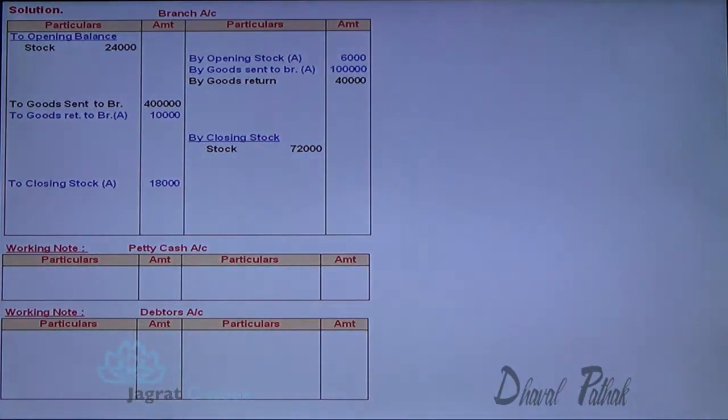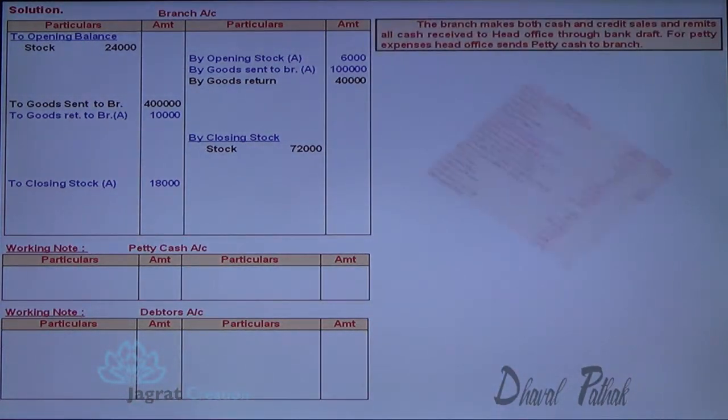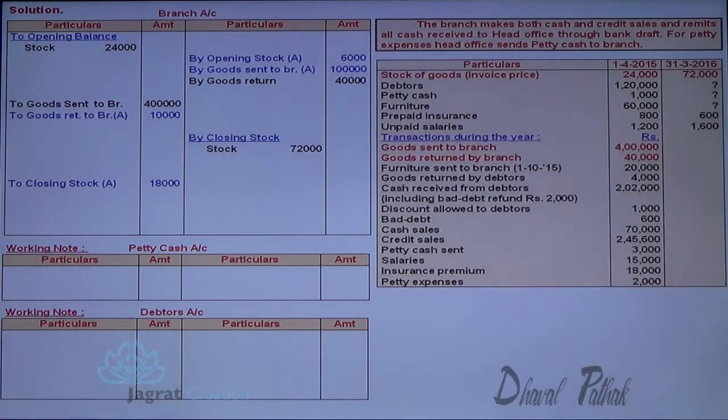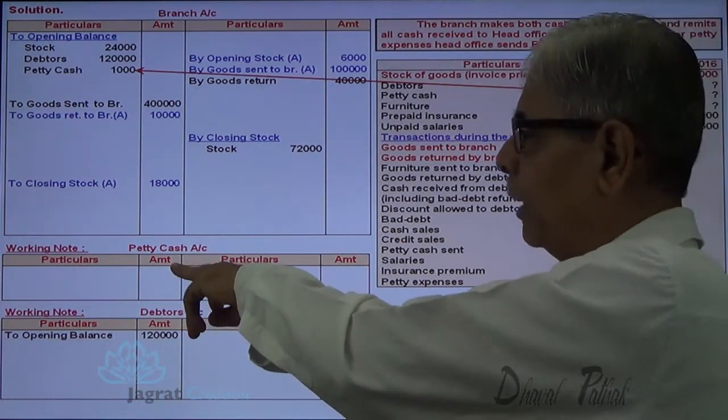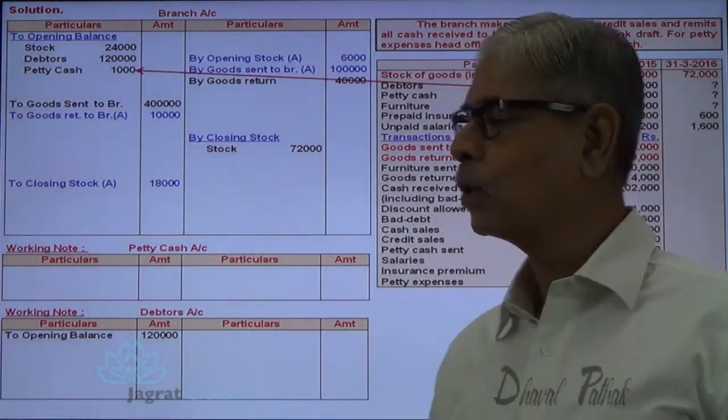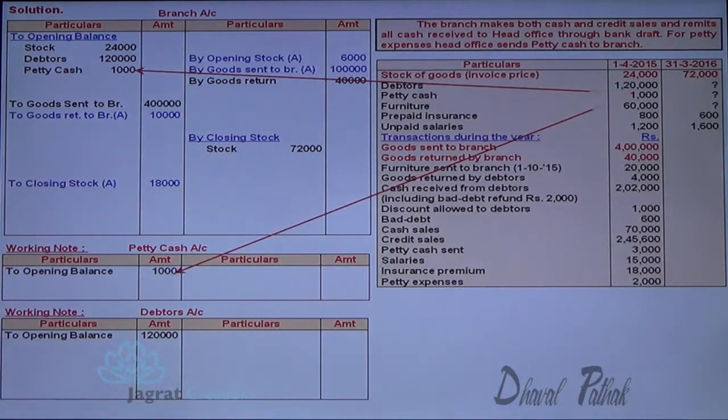Next. Now, this is the details of the sum given to me. Opening balance of debtors. Debtors are given to the branch at the beginning of the year, branch account debit to debtors account. Same debtors will be recorded in the working note. Debtors account as opening balance. Same way petty cash given to the branch, branch account debit to petty cash account. And this petty cash will be in petty cash account in a working note. I will write opening balance 1,000.